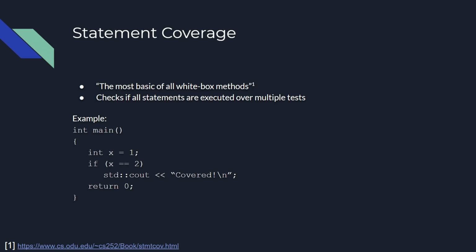Here we have an example of some code in C++ where we have an integer x being set equal to 1. Then the if statement x equals 2 is triggered, and we try to see if that passes or fails. And it's always going to fail, so the program is going to skip the cout statement and go to return 0. This specific piece of code would always fail because the cout statement would never be triggered, and so that statement would not be covered.